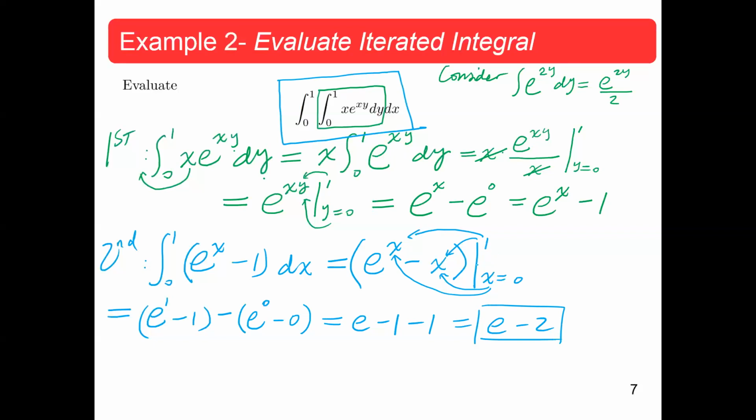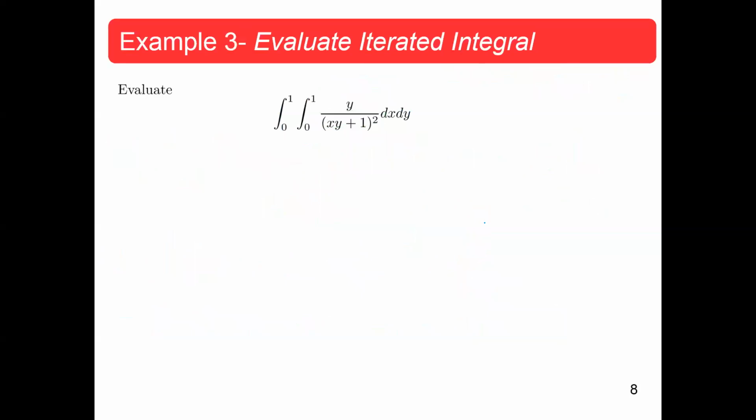Is everything good for this example 2? Okay, now let's move on to example 3. We're getting a little bit more complicated this time. So example 3, we have the integral from 0 to 1, 0 to 1, y over (xy plus 1) squared dx dy.